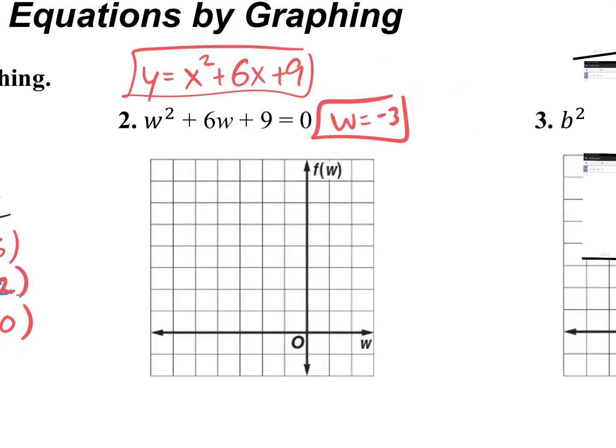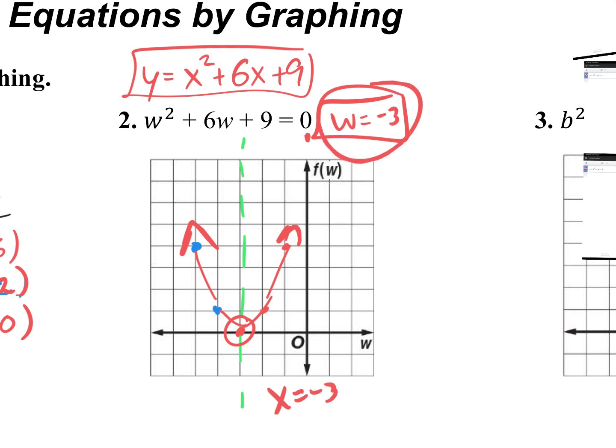So I graphed it on Desmos, didn't graph it by hand. Of course, you could have graphed it by hand, using the vertex formula, and you would see that it crosses at -3. From that point, you use the pattern and map it over to the other side of your axis of symmetry. Anyways, you would see that your answer is x equals -3, or better said, w equals -3 because we're talking about w's.